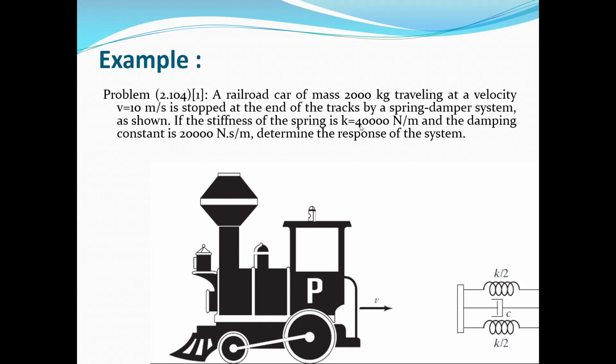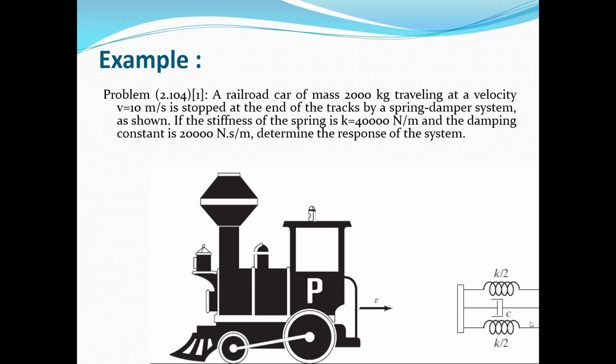The mass of this car is 2000 kilograms. So we can assume that at the moment when the car reaches the system, it will stick to the spring and damper, and it will convert into a mass spring damper system as an SDOF system. So we will have some initial conditions.